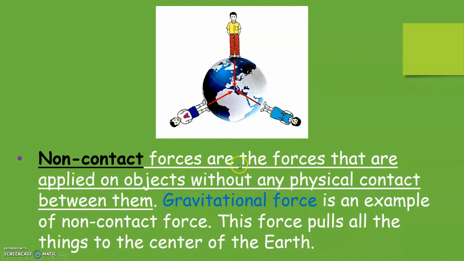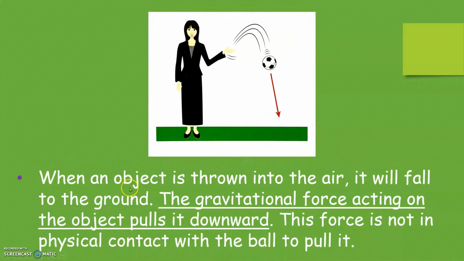Non-contact forces are the forces that are applied on objects without any physical contact between them. Gravitational force is an example of non-contact force. This force pulls all the things to the center of the earth. When an object is thrown into the air, it will fall to the ground. The gravitational force acting on the object pulls it downward. This force is not in physical contact with the ball to pull it.